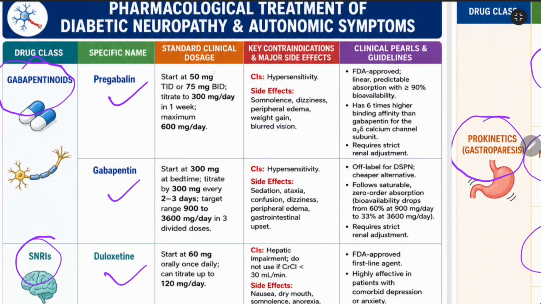Pregabalin: the starting dose is 50 mg, maximum it can be up to 600 mg per day, and increase the dose to 300 mg per day in 1 week. Contraindication: hypersensitivity reaction. Side effects are somnolence, dizziness, peripheral edema, weight gain, and blurred vision. One important thing is FDA approved, absorption with more than 90% bioavailability, 6 times higher binding affinity than gabapentin. So it is more effective than gabapentin, and requires strict renal adjustment.